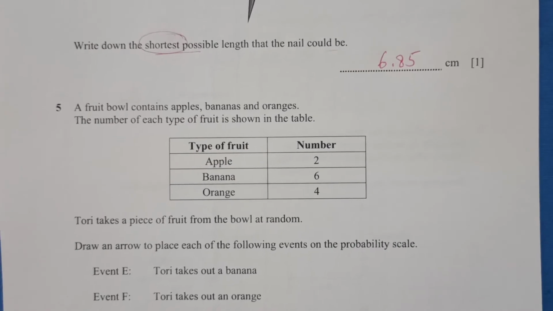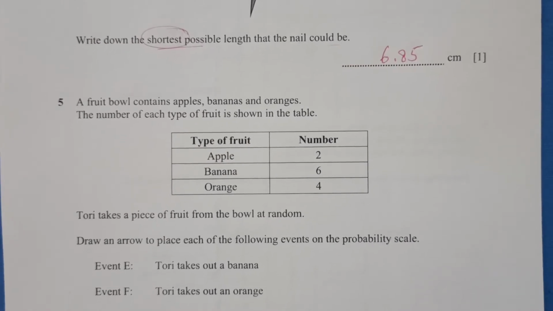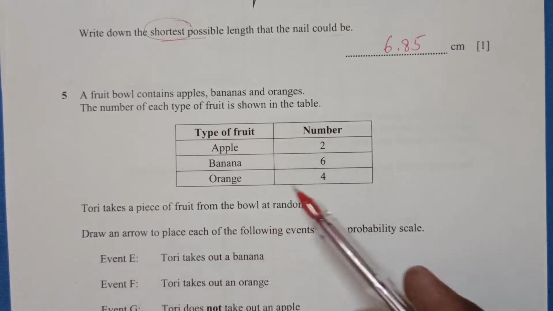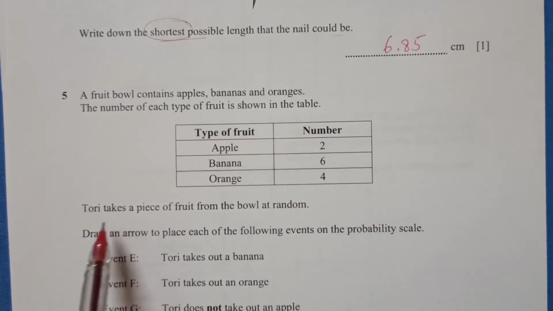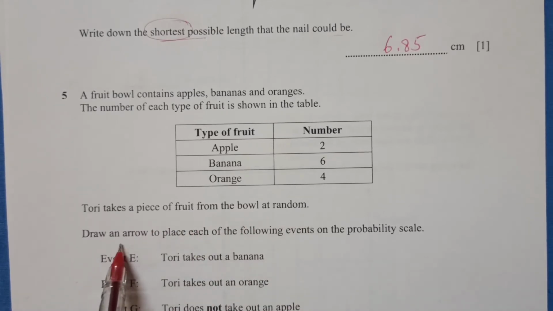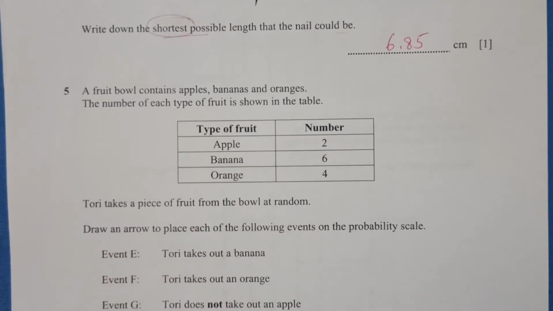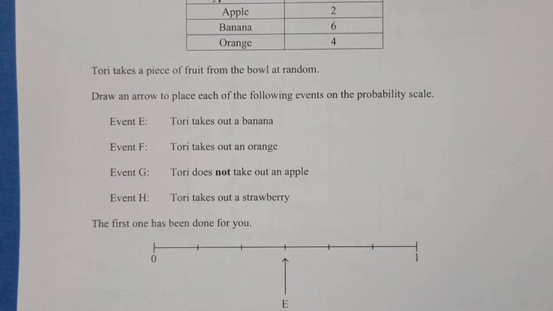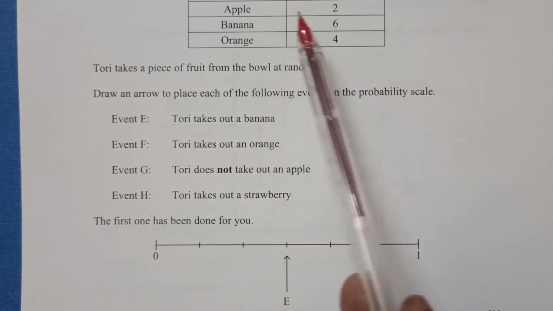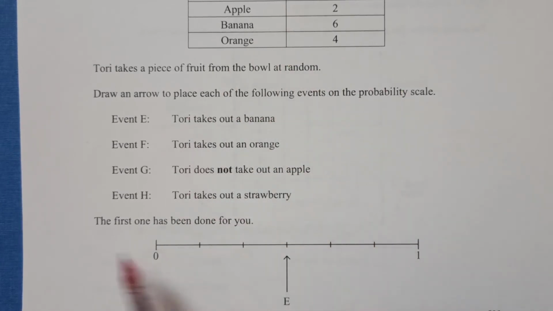Now number 5. A fruit bowl contains apples, bananas and oranges. The number of each type of fruit is shown in the table. Tori takes a piece of fruit from the bowl at random. Draw an arrow to place each of the following events on the probability scale. We have the probability scale here and we have to put all these events accordingly, right?